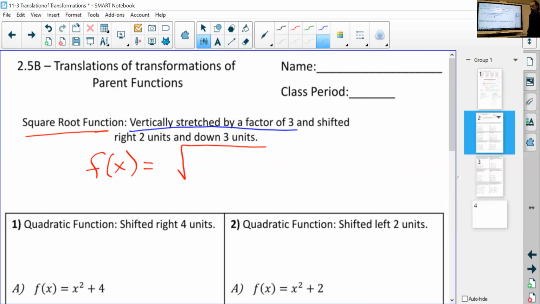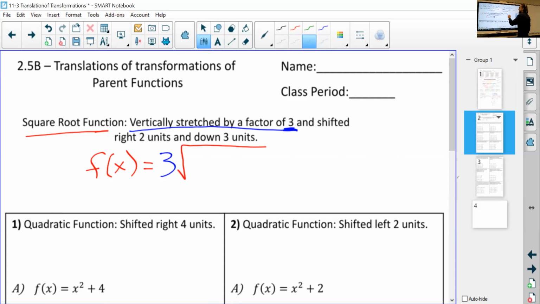So vertical stretch or compression happens outside the sign. So it's going to happen outside of our square root. I'm just going to put 3. So this one, what makes it nice is if it tells you what the factor is, you don't really have to think about if it's stretched or compressed. You're just going to take that number and just make sure it's on the outside. And then they'll figure that out for you. So this is a stretch because it's greater than 1. But if this had said 1/2 here or 1/3, then it would have said vertically compressed. So they'll take care of that part. You just need to focus on the number.